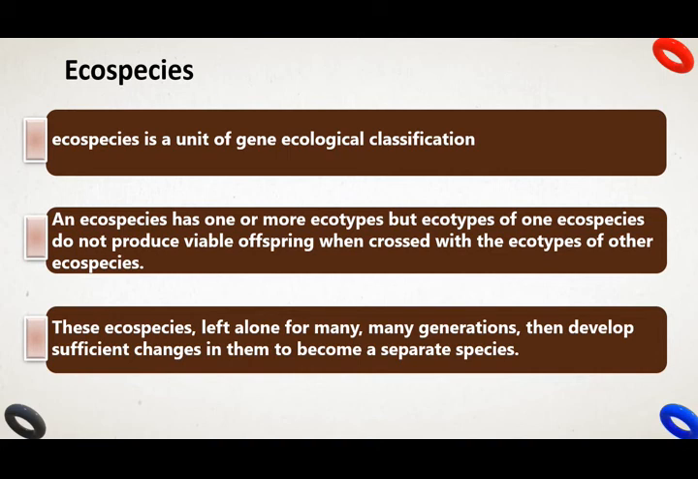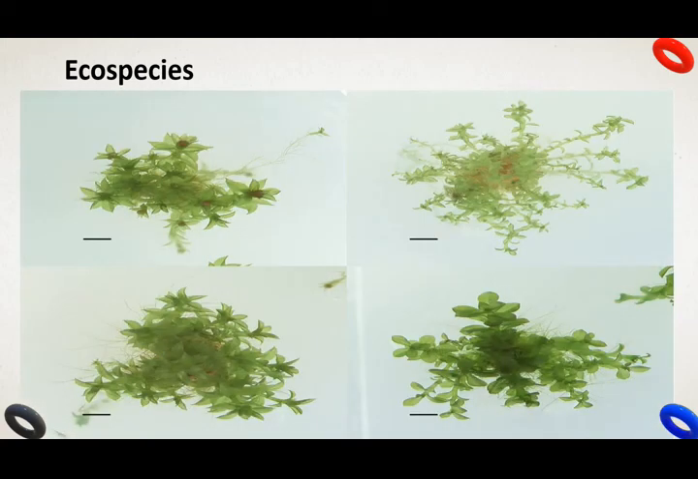What happens if the environmental conditions exceed the ecological amplitude? Extinction. The current extinction crisis is because of this very reason. The organisms are unable to adapt quickly because their amplitude is limited with respect to the changing environmental conditions. Now here there are four ecospecies of this plant, Physcomitrella patens.